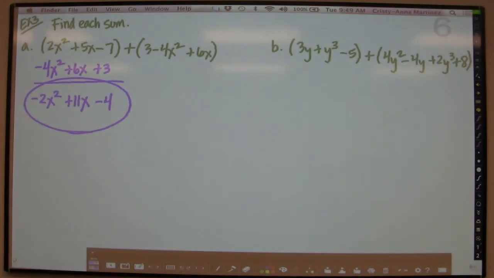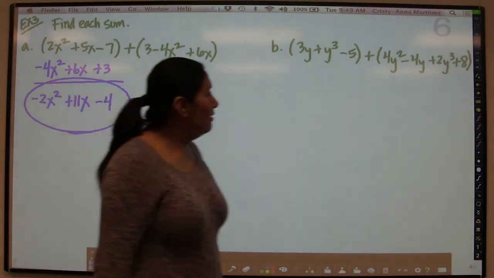So what is 2 minus 4? Negative 2x squared. What's 5 plus 6? 11x. What's negative 7 plus 3? Negative 4. And that is how difficult it is for you to add 2 polynomials together. Not difficult at all. All right, so now we're trying another one over here.